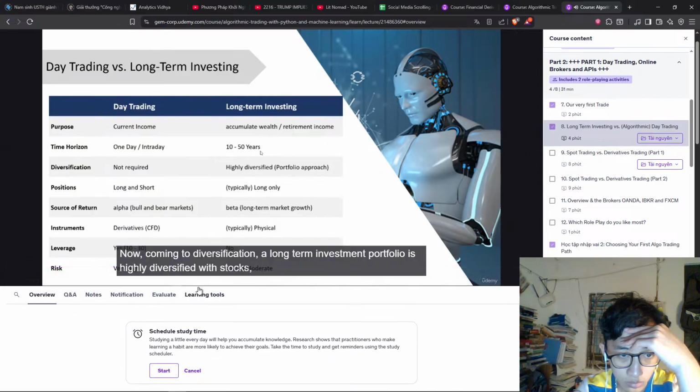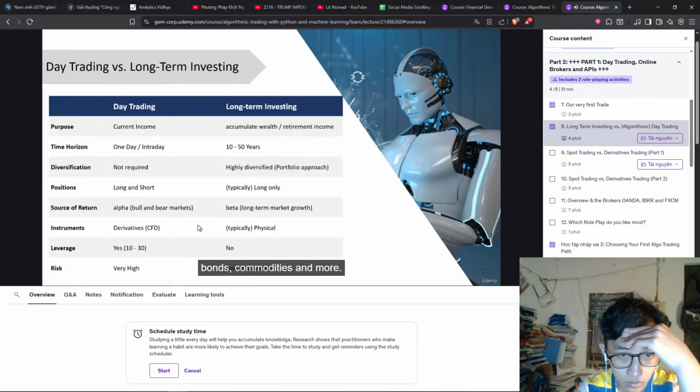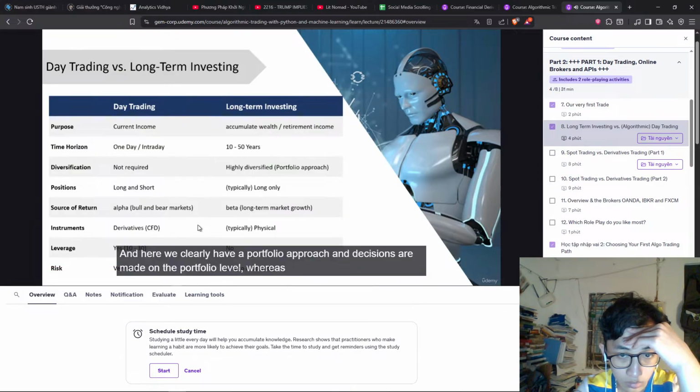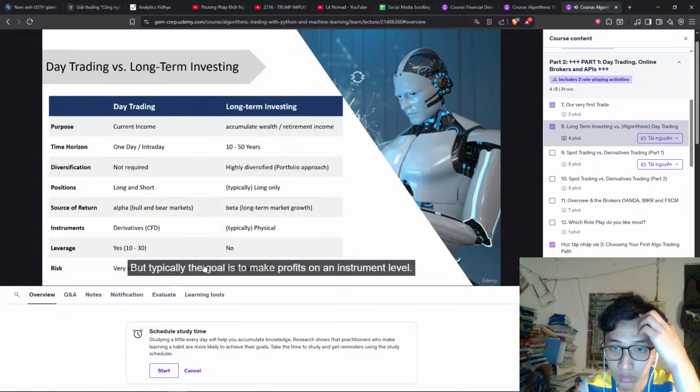Now, coming to diversification, a long-term investment portfolio is highly diversified with stocks, bonds, commodities, and more. And here we clearly have a portfolio approach, and decisions are made on the portfolio level. Whereas day trading doesn't require diversification, and you can trade one or many instruments, but typically the goal is to make profits on an instrument level.